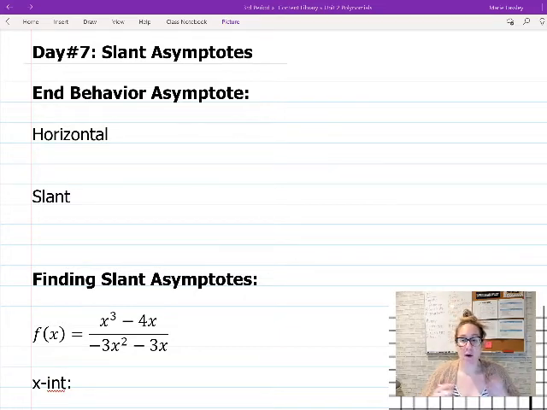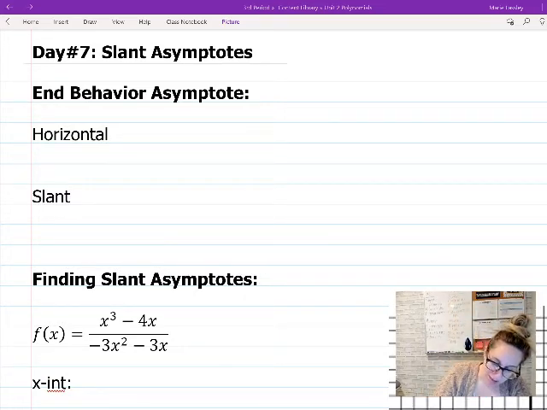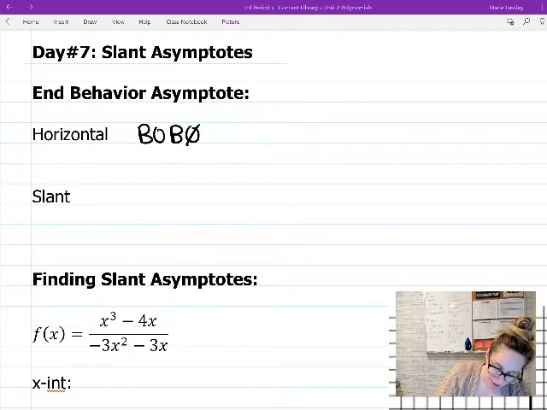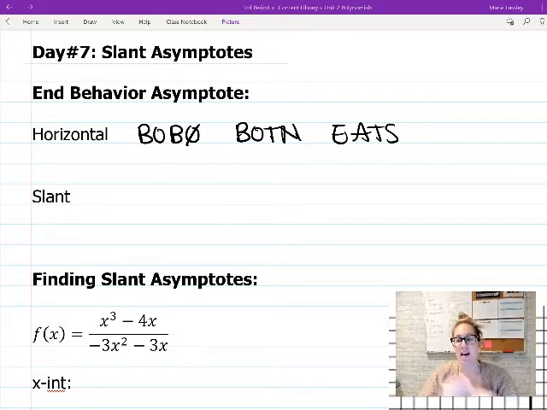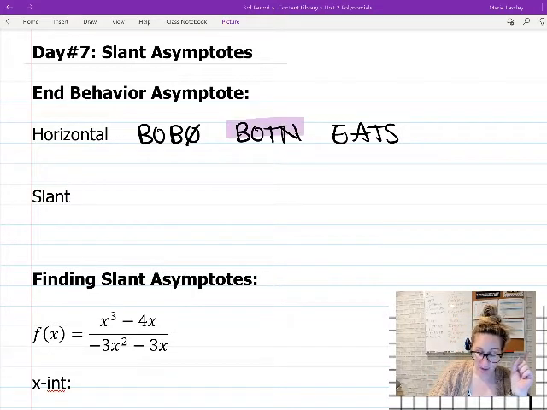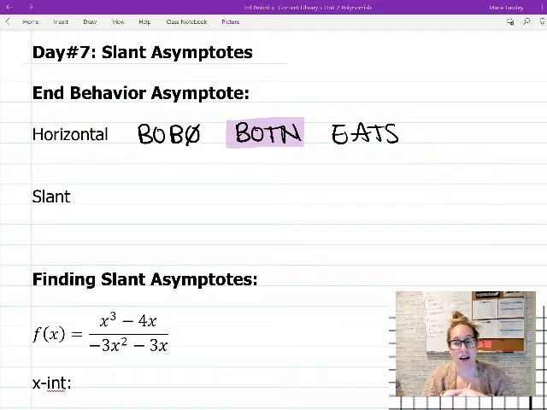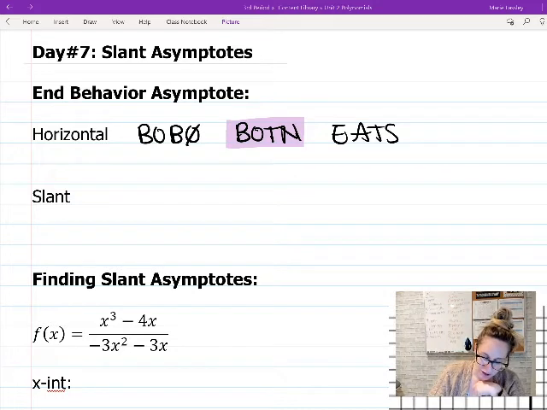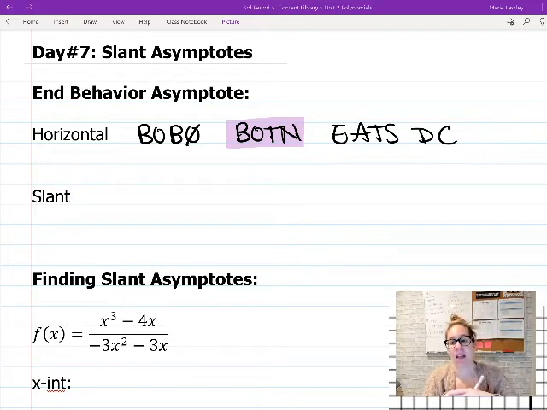So for horizontal asymptotes, here's our trick: Bobo Baden eats DC. Remember that comes from our exponents. If the bigger exponent is on the bottom, you have y equals 0. If your bigger exponent is on the top, you have none. And this is the case that we are going to talk about today. And then eats DC: exponents are the same, you divide coefficients.